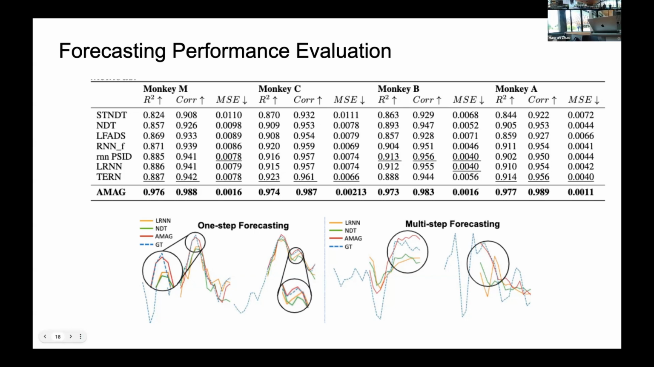Especially if you look at the forecasted signal here, we can see that with our method, the red curve can catch the big jump, while the ground truth is shown by the blue dashed line. Other methods like LRN or the NET may not be able to catch that big jump.